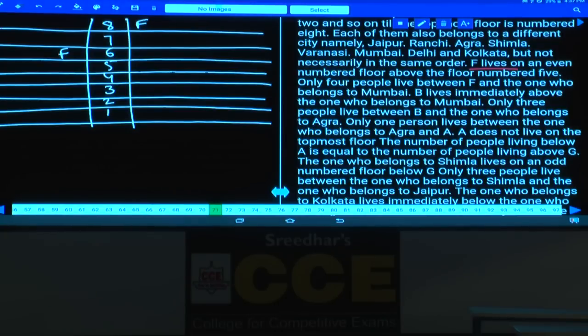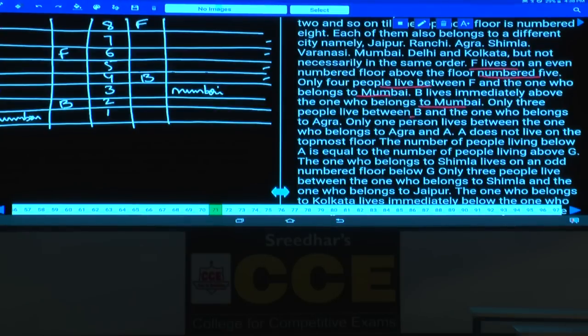Next one. And above floor number 5, only 4 people live between F and the one who belongs to Mumbai. Between F and Mumbai there must be exactly 4 persons. Hence 1, 2, 3, 4. Now the person who belongs to Mumbai must be on the 3rd floor. Now in this case 1, 2, 3, 4. Now the person who belongs to Mumbai must be on the ground floor. Then, B lives immediately above the one who belongs to Mumbai. B is immediately above the one who belongs to Mumbai. B is here. Now in this case B lives immediately above the one who belongs to Mumbai.